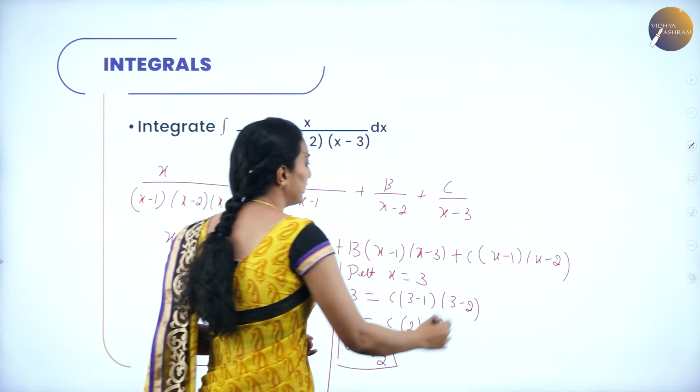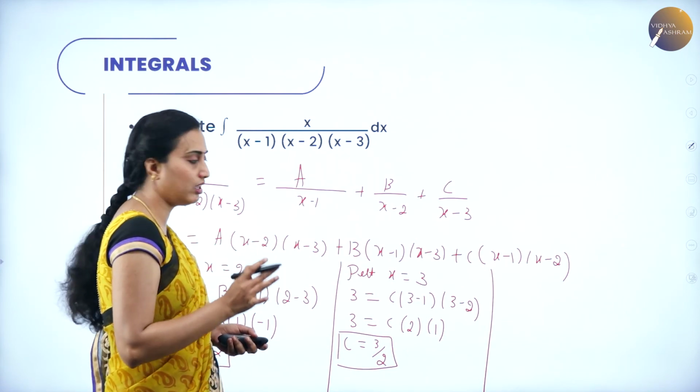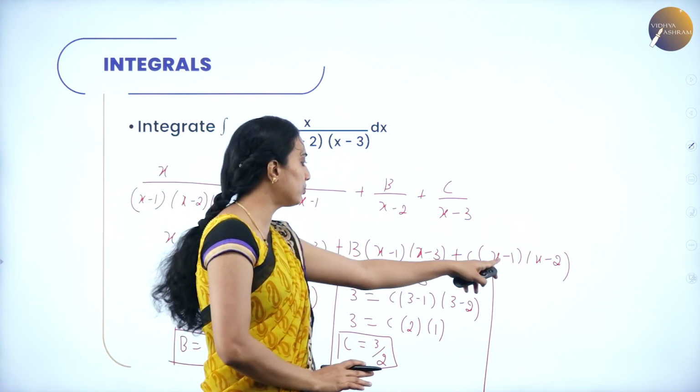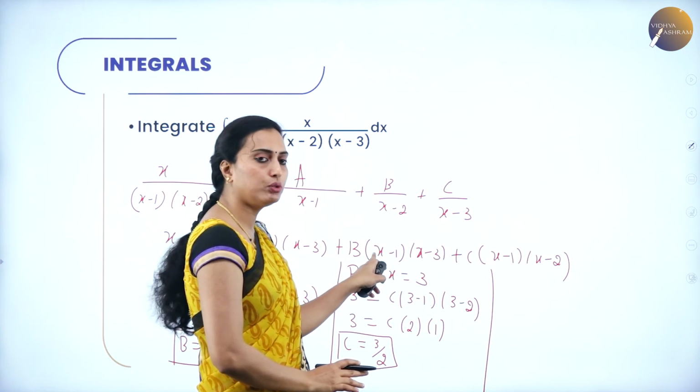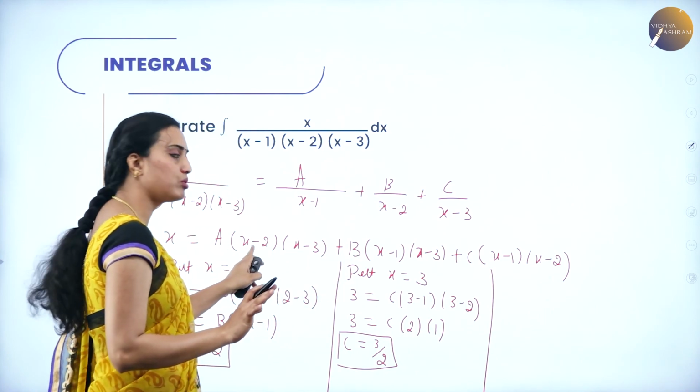Now what you are going to do? Next, put x equal to what value? I want b and c to get cancelled. See, x minus 1 is common. If you put x equal to 1, 1 minus 1 is 0, 1 minus 1 is 0, b and c will get cancelled. Remaining is only a.